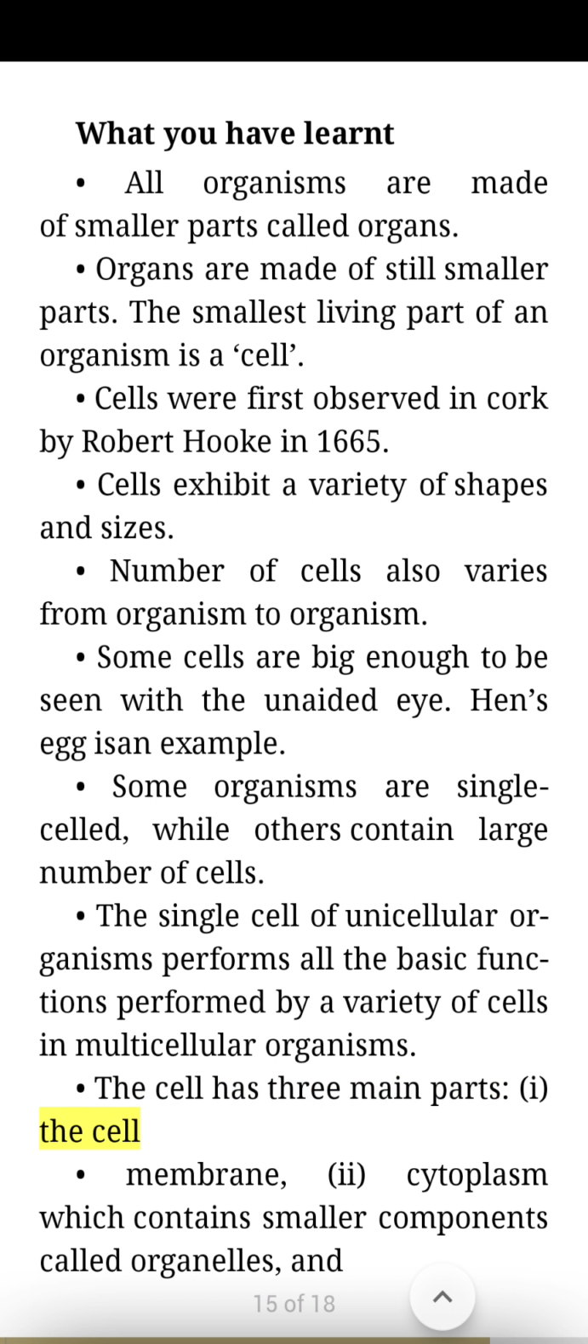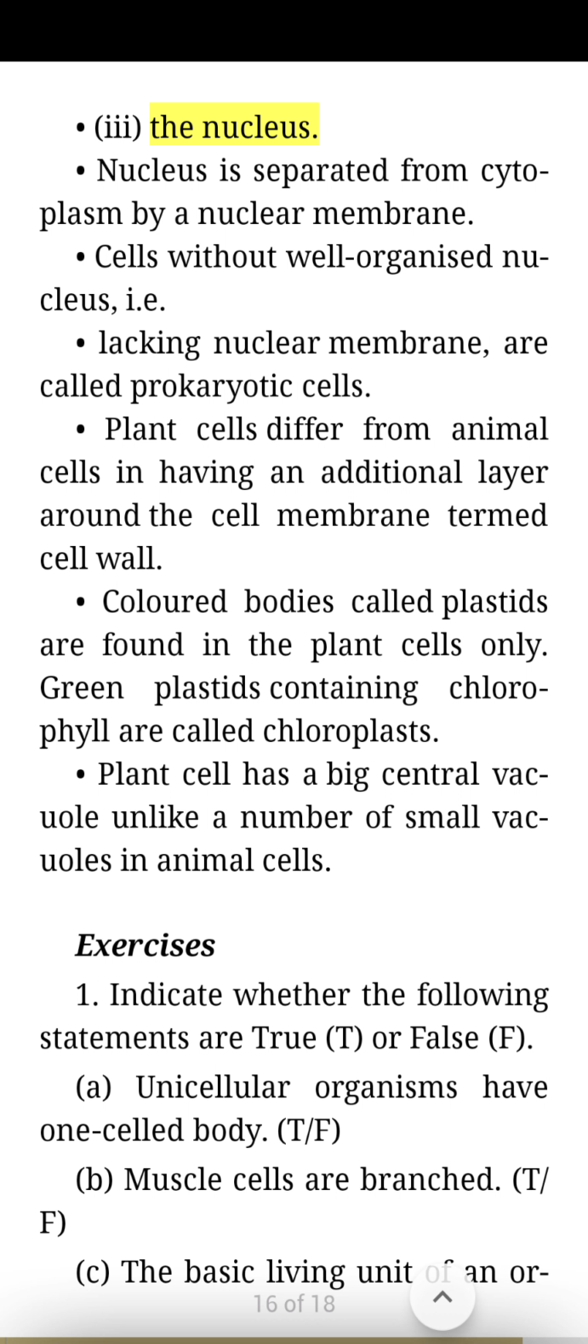1. The cell membrane. 2. Cytoplasm, which contains smaller components called organelles, and 3. The nucleus. Nucleus is separated from cytoplasm by a nuclear membrane. Cells without well-organized nucleus, i.e., lacking nuclear membrane, are called prokaryotic cells.